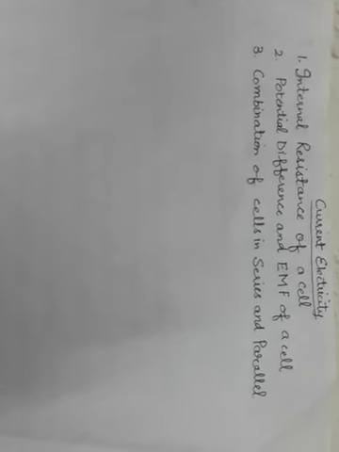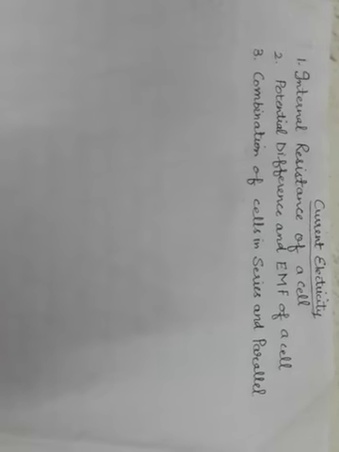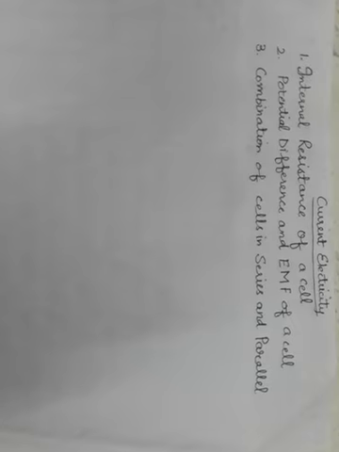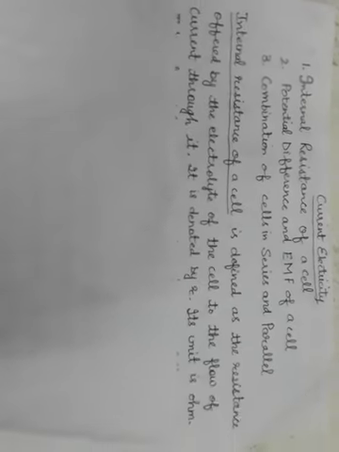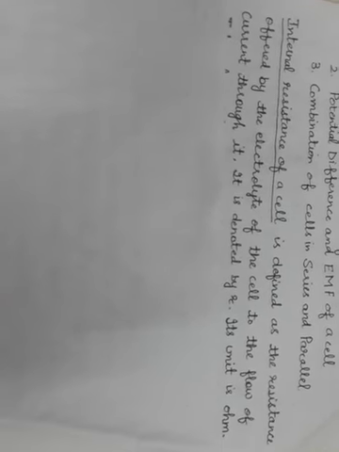As you know, resistance is the obstruction to the flow of current. Now, what is the internal resistance? It is the obstruction to the flow of current when current flows through a cell, and it is provided by the electrolyte of the cell. So how will we define it? It is defined as the resistance offered by the electrolyte of the cell to the flow of current through it. It is denoted by small r and its unit is ohm.